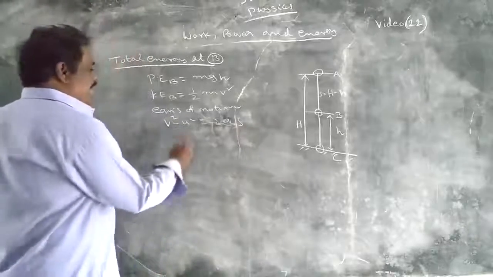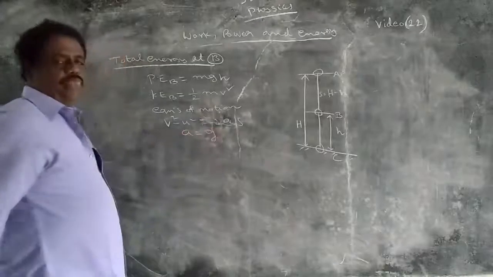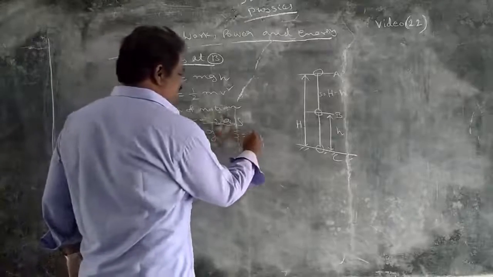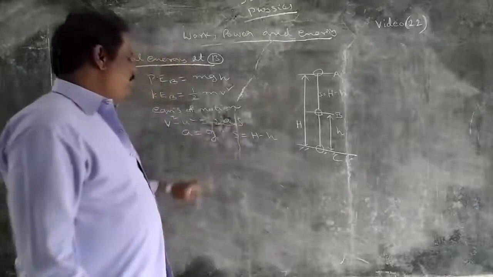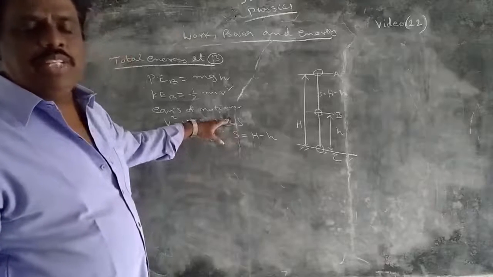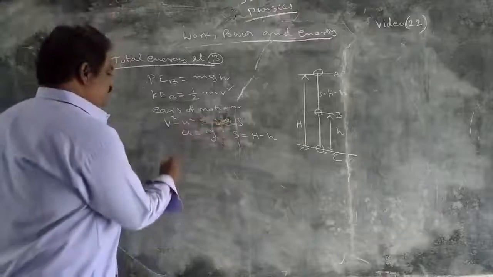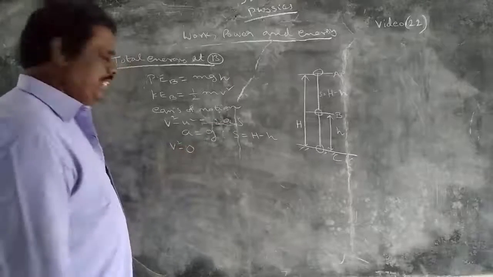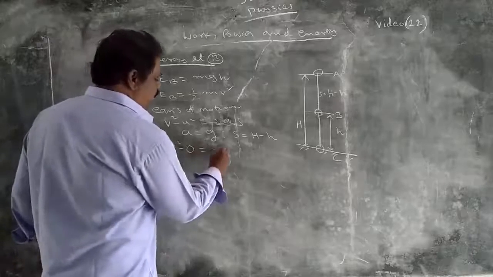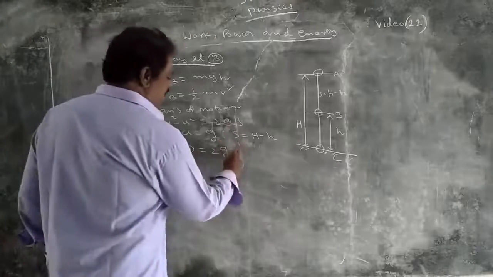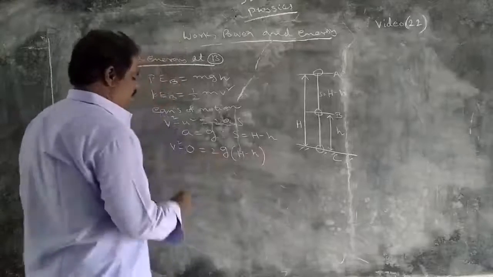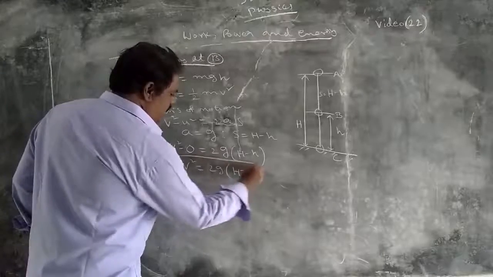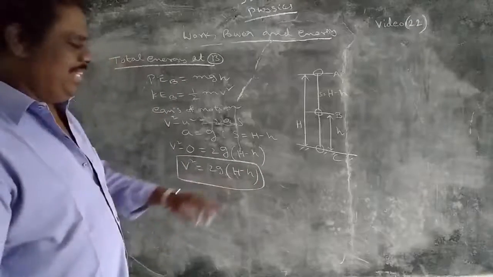Here a should be replaced with g because it is vertical motion. Yes, distance covered is H minus h. Substitute the values in this equation. v square minus u square is equal to 2as. So v square minus 0, for all freely falling bodies initial velocity is 0, a replaced with g, and s value should be H minus h. Therefore, v square is equal to 2g into H minus h. This is the formula for final velocity.